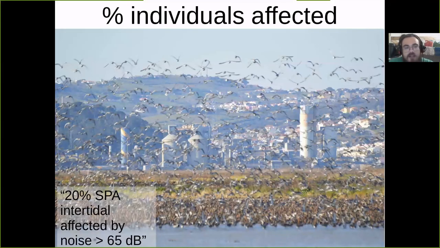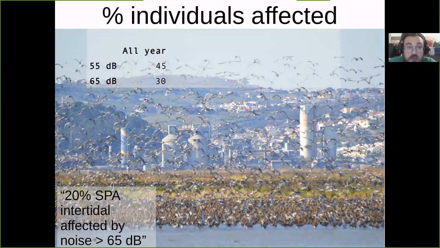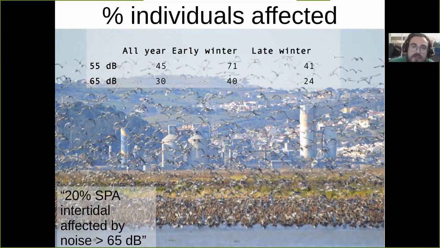And finally, the environmental impact assessment says that 20% of the SPA area is going to be affected by noise. How does this relate to individuals? So firstly, just looking at where birds are all year round, we see about a third of them are affected by the higher noise level and 45% by the lower noise level, because of the way that they move in and out of the area of disturbance.